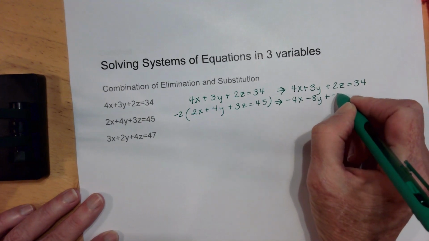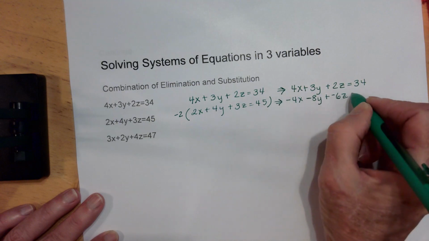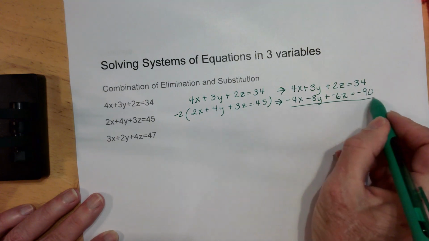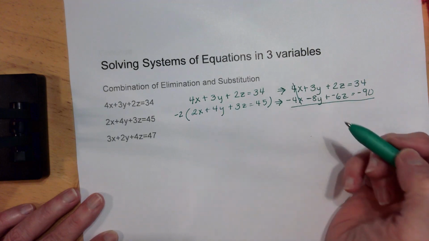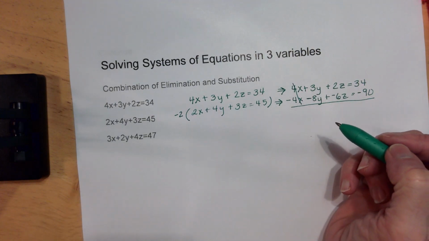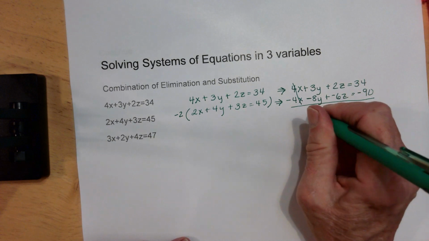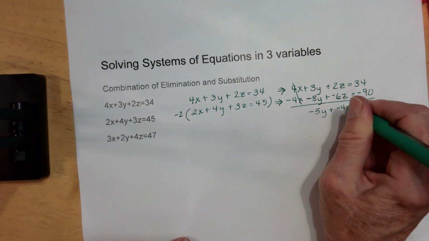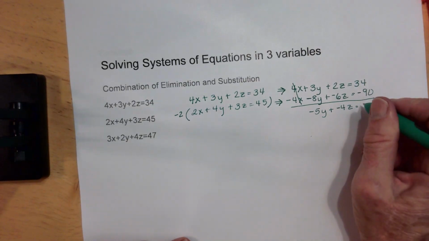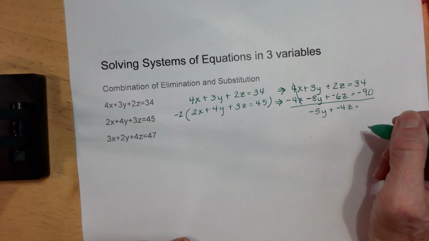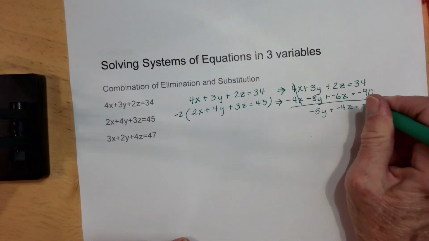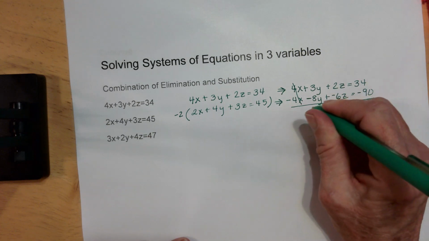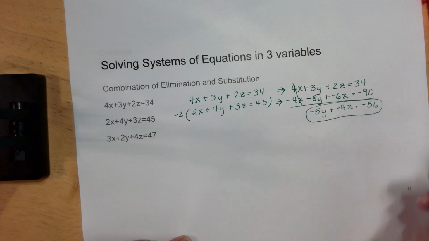You have to multiply everything by your negative 2, including your 45. Okay, then I'm going to add that. Now, if I've done it right, either my x or my y will eliminate out. So this is going to give me a negative 5y plus a negative 4z is equal to negative 56. Okay, and I'm going to circle that because that's an equation that I'm going to come back to.